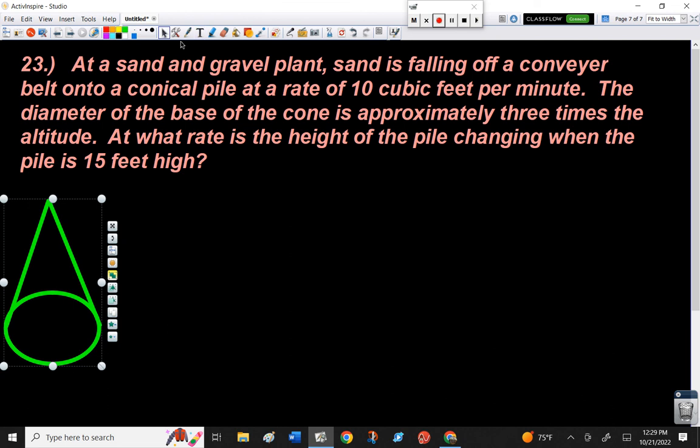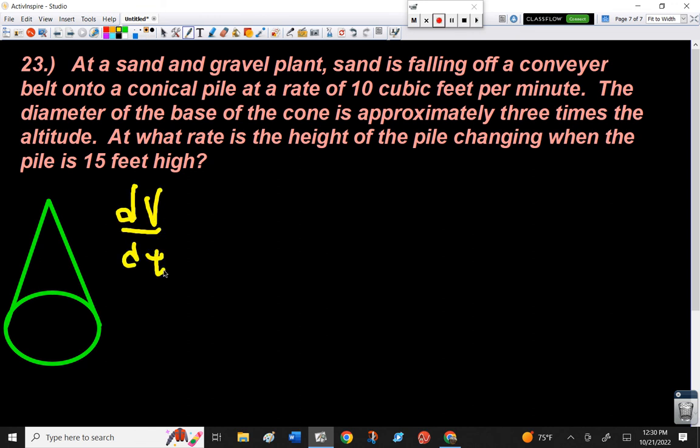Pause the video. Tell me if you could tell me. What is that? Turns out, ladies and gentlemen, hopefully you paused the video, whenever they're telling us 10 cubic feet per minute, they're giving us dV/dt. They're actually telling us what dV/dt is. dV/dt is 10 cubic feet per minute. So you would write ft cubed per minute.